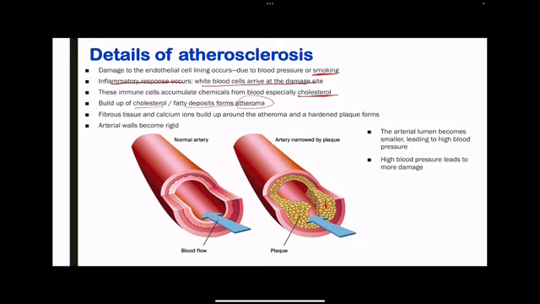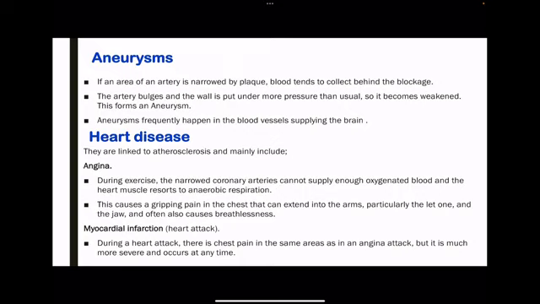So the walls of the artery are going to become rigid. If this happens continuously, there could be further damage within the blood vessel, as we're going to see a little bit later. As a result of atherosclerosis, sometimes aneurysms could form. Within the artery where the plaque has occurred, blood tends to collect behind the blockage. The artery is going to bulge and the wall is put under more pressure than usual, so it can become weakened and an aneurysm could be formed. Aneurysms frequently happen in blood vessels supplying the brain, and if that occurs, it could lead to other complications.